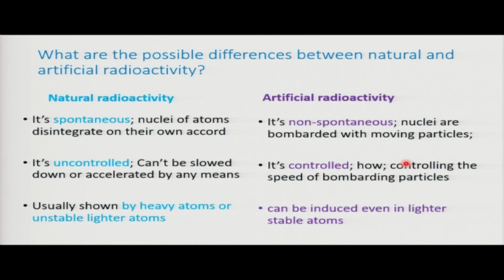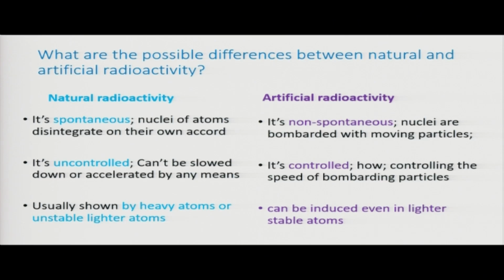Unstable atoms in the Earth crust, they disintegrate, releasing energy and other radiations. That is natural. But for artificial, as we've seen, you bring atoms together for them to bombard and undergo radioactivity. Second, it is uncontrolled, as we said, for natural. Then for artificial, it is controlled. Controlled in a sense, you control the speed of the bombarding particles. You see that?